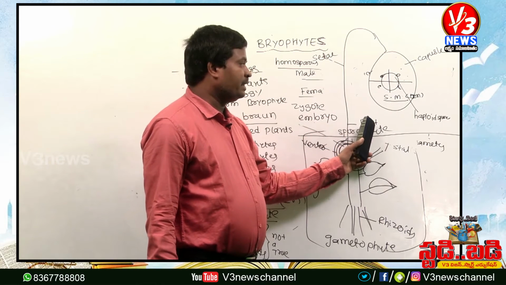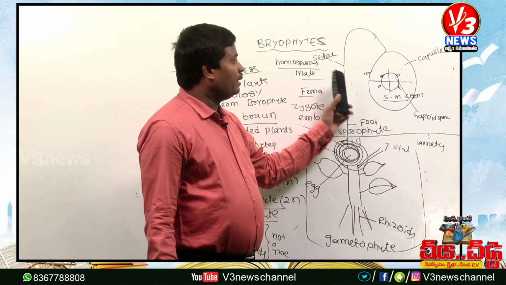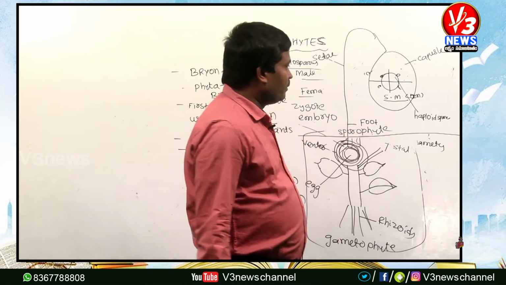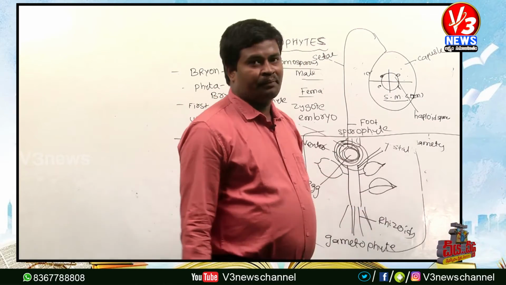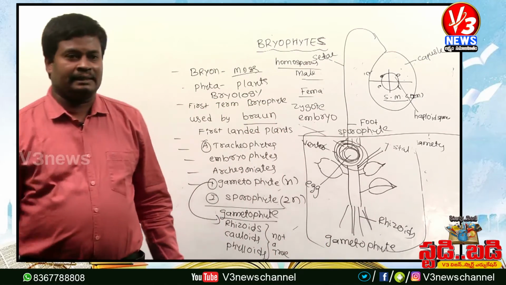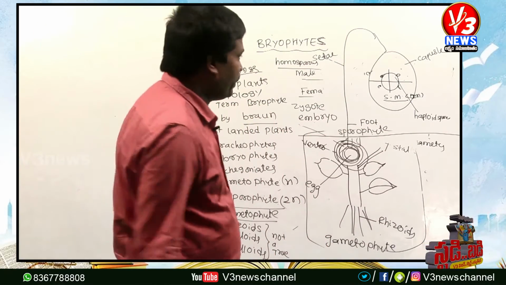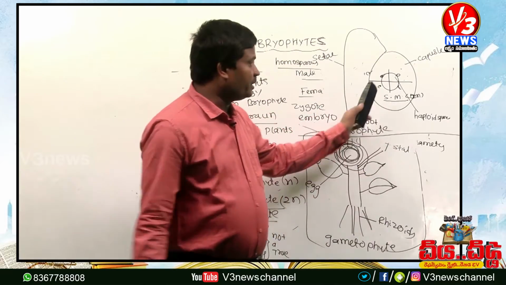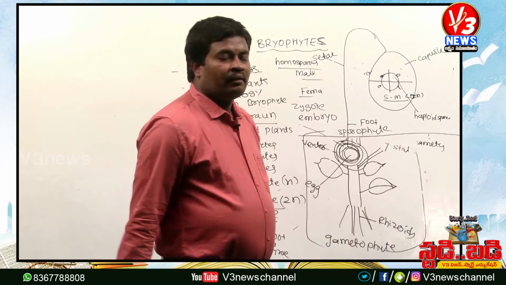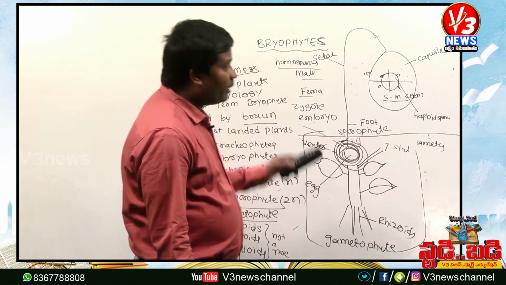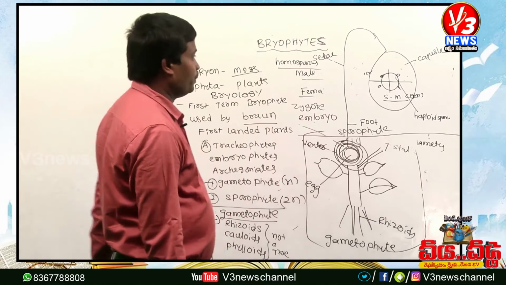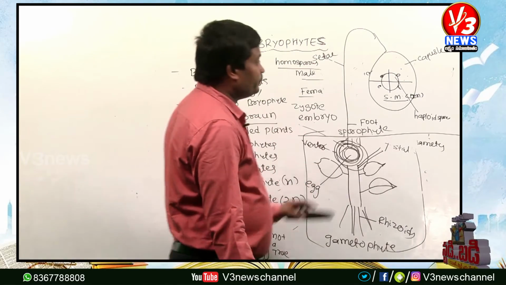The basal part of the sporophyte is called the foot. The middle, elongated stalk-like structure is called the seta. The last part of the sporophyte is called the capsule. Capsule, very important. Capsule produces spore mother cells. What is the ploidy of spore mother cell? Diploid. Spore mother cell undergoes reduction division and produces haploid spores. Because only one kind of spores is produced in the capsule, bryophytes are homosporous.